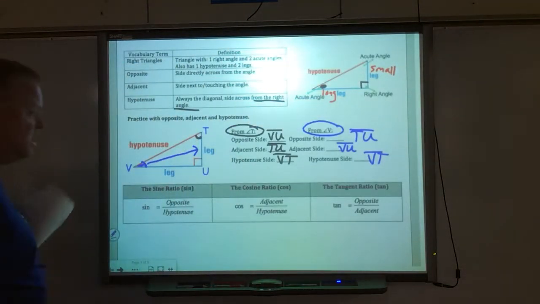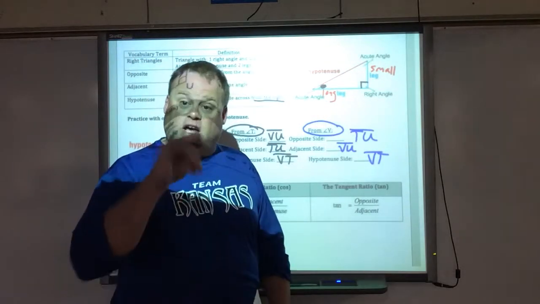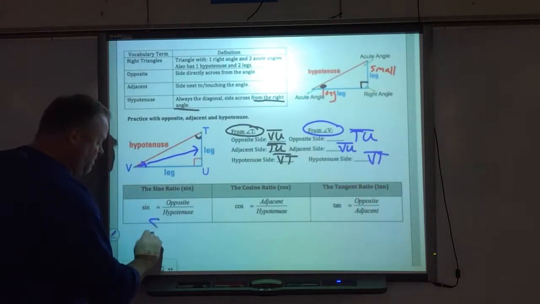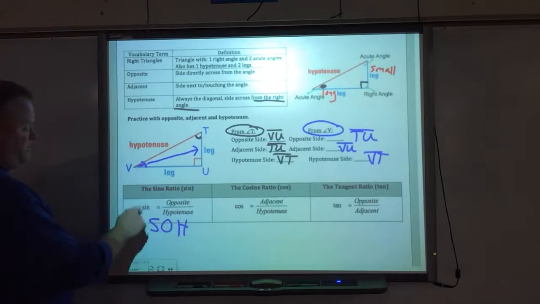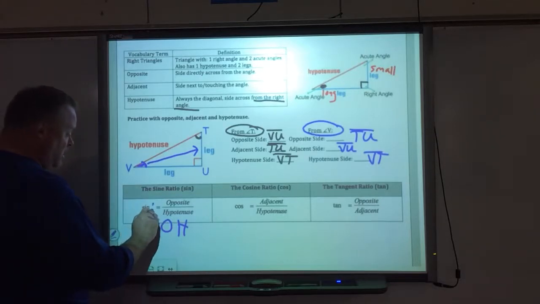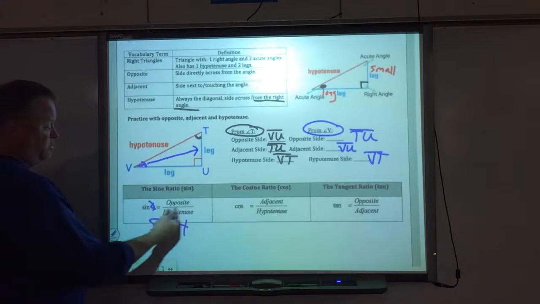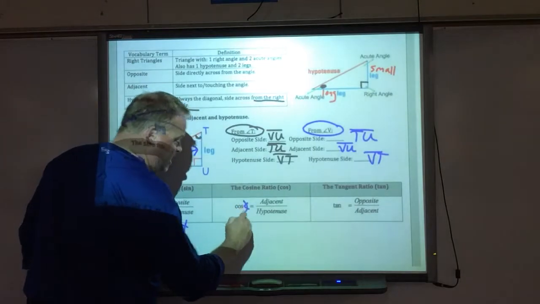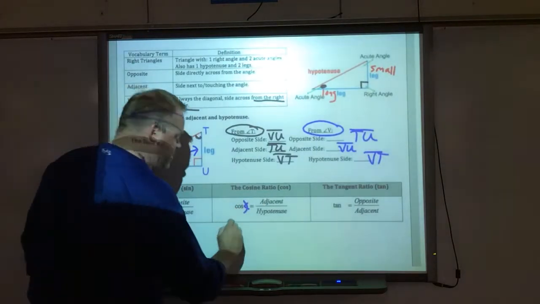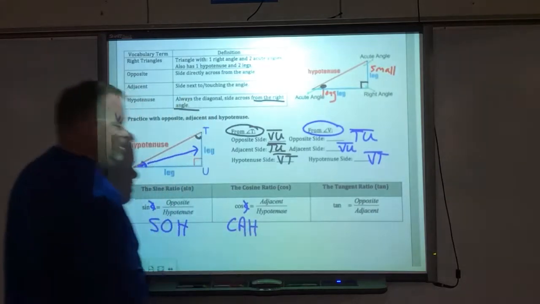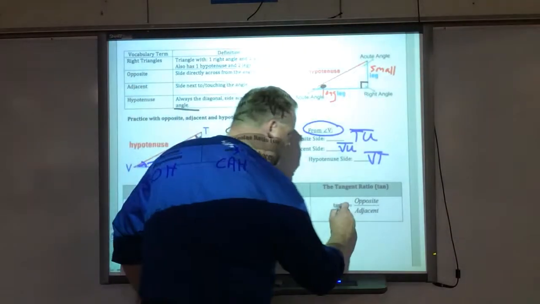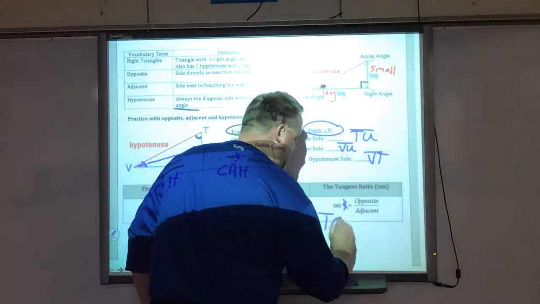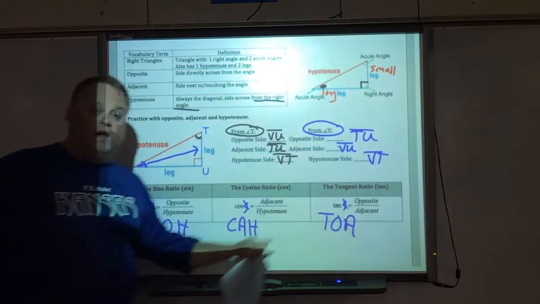All right, and now to the crux of this, the SO, the CA, and the TOA. Here we go. Sine equals opposite over hypotenuse. You'll see people write this as SO. And literally what that means is the sine of that angle is equal to its opposite side over the hypotenuse. Cosine of that angle is adjacent over hypotenuse. We say CA. And then last but not least, tangent of the angle is equal to the opposite over adjacent. We say TOA. So SO, CA, and TOA.